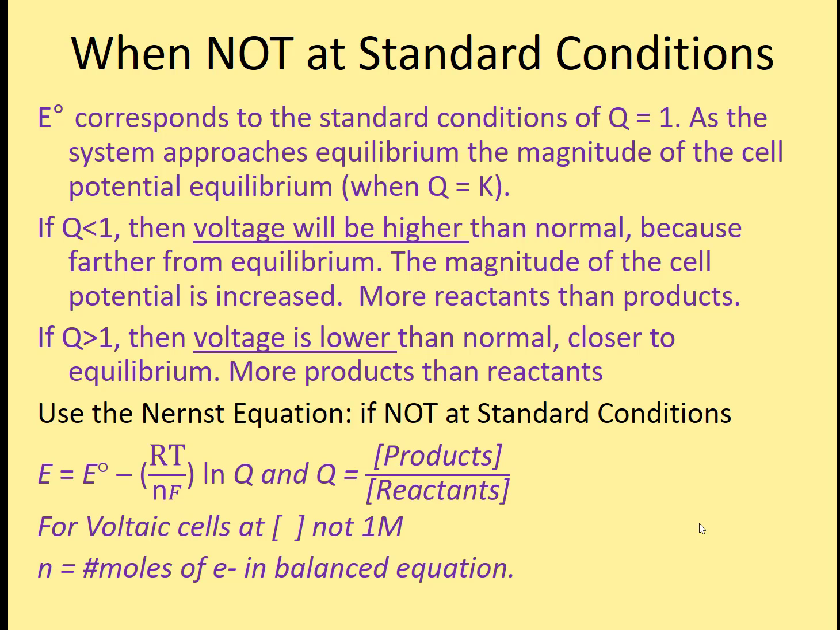If Q is less than 1, then the voltage will be higher than normal. If Q is bigger than 1, the voltage is lower than normal, and that is because it's closer to equilibrium. If it's bigger than 1, it also has more products than reactants.